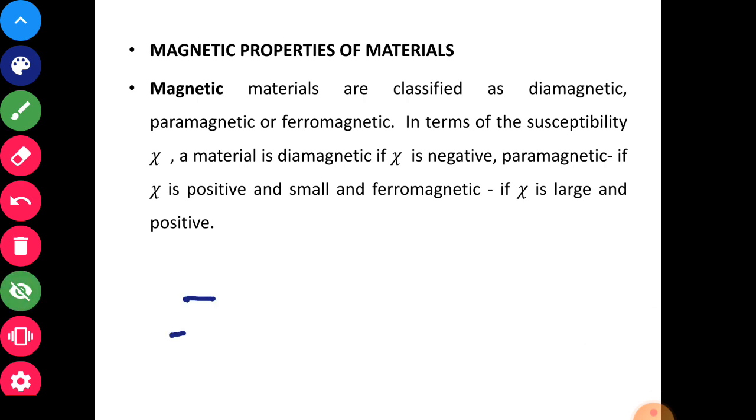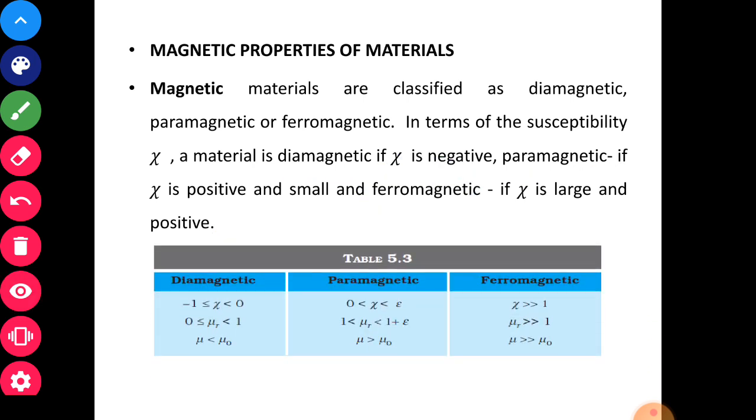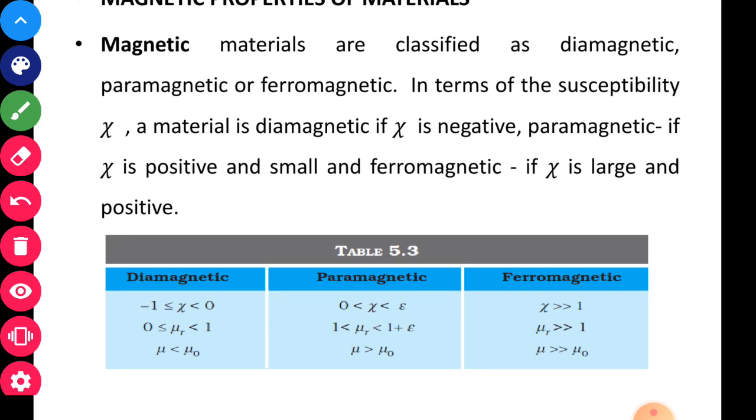So these are the classifications. If chi is negative, it is called a diamagnetic substance. It is paramagnetic if its chi is positive and small, and ferromagnetic if chi is large and positive. Susceptibility large and positive means a ferromagnetic substance. Now this is the table in which different values of chi are shown. Diamagnetic is between 0 and -1.